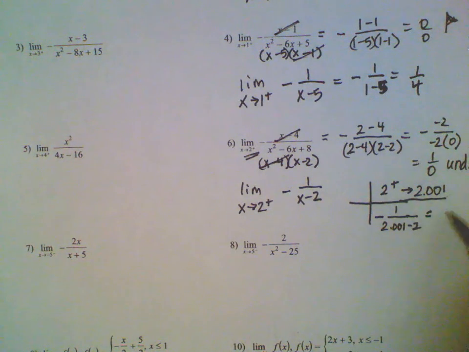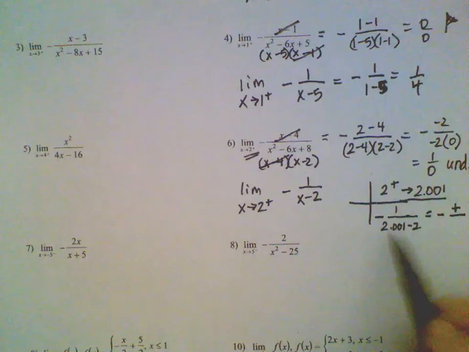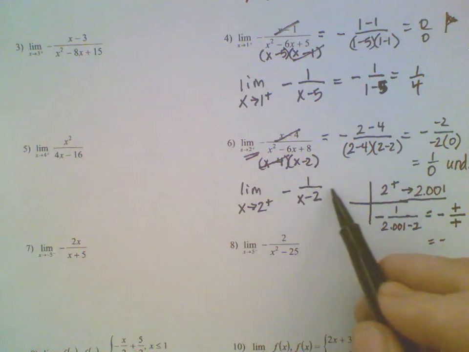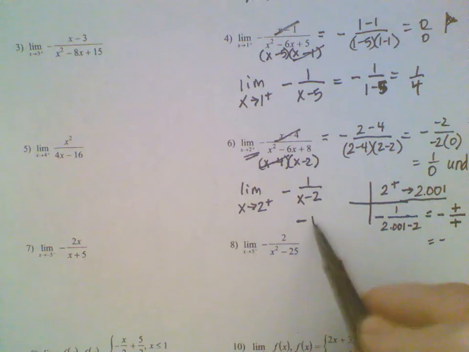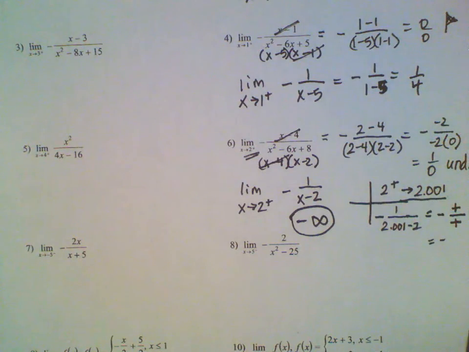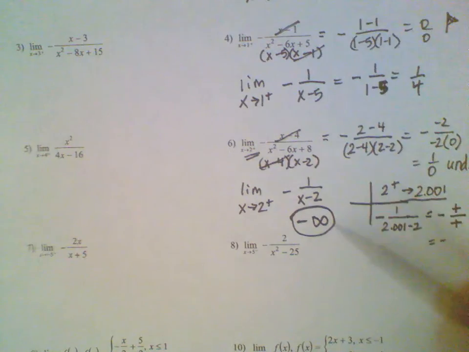And so it's the opposite of a positive number on top. That's not going to change. 1 is positive. And then on the bottom, it's going to be 2.001 minus 2, which is going to be a really small positive number, but positive. And so I have the opposite of a positive divided by a positive, which means that I'm going to end up with a negative answer. And if I'm going to end up with a negative answer, that means that this limit is going to negative infinity.